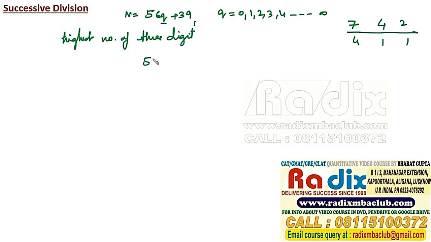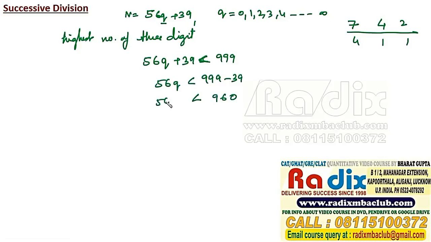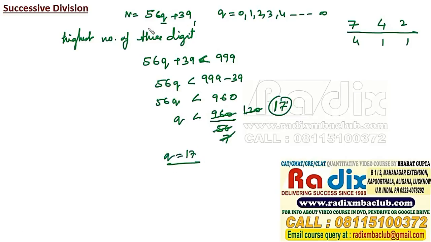So what we'll do, we will set 56q + 39 less than or equal to 999. This is 56q less than or equal to 999 minus 39, which is 960. So q would be 960 upon 56. Now 8 7s are 56, 17 something. So q would be 17. So if we put q as 17, we will get our required number.